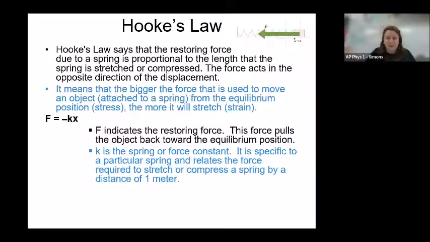Stiff that spring or object is as far as moving. So if you have a very high K, that's very difficult to stretch or compress. And if you have a very low K, like maybe on a slinky, it's very easy to move it around.